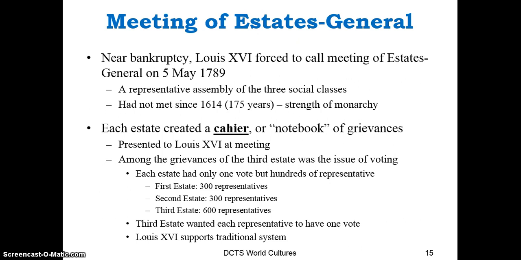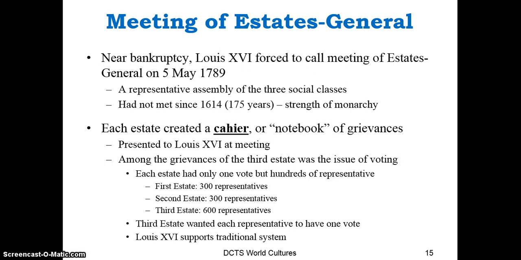Near bankruptcy, Louis XVI is going to try and call a meeting of the Estates General on May 5th, 1789. He's going to ask for representatives from all three social classes to meet. This is kind of unique because it had been about 175 years since the Estates General had actually met all together. Each estate is to create a cahier, or a notebook of grievances. Remember, that's one of those vocabulary words. Presented to Louis XVI at the meeting, he just wanted to see what essentially everybody's problem was.